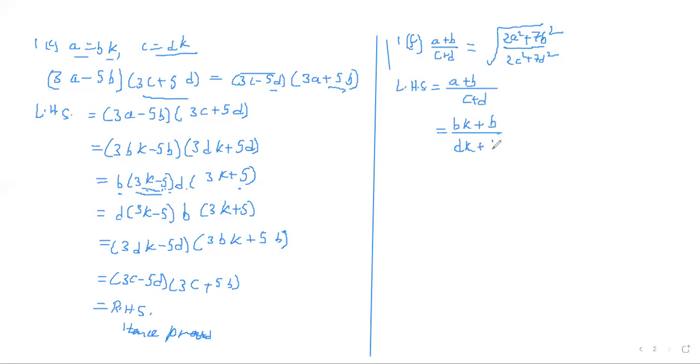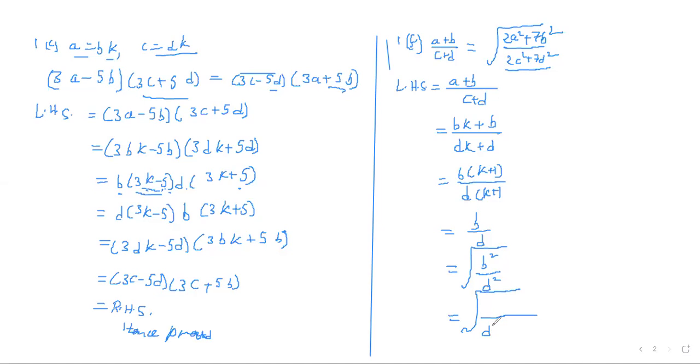So dk plus d. Now if we take b common into k plus 1 over d common into k plus 1, so k plus 1 will be cancelled out. Now we have b by d equals to, as we have to bring a square root. If we make the square root, b by d becomes under root of b square by d square. Okay. Now we have to bring 2c square plus 7d square in the denominator.